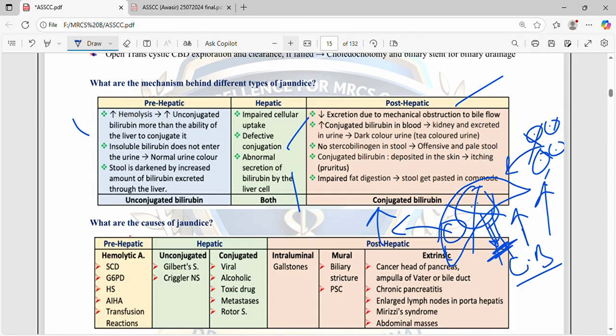Post-hepatic jaundice is decreased excretion due to mechanical obstruction of the flow. Increased conjugated bilirubin in the blood is filtered by the kidney and excreted in urine, giving dark colored urine. There is no stercobilin in the stool, so it is offensive and pale. You will have white stools, which stick to the commode. Conjugated bilirubin deposited in skin causes itching, pruritus, which stimulates the C fibers. Impaired fat digestion makes the stool stick to the commode, as I said.